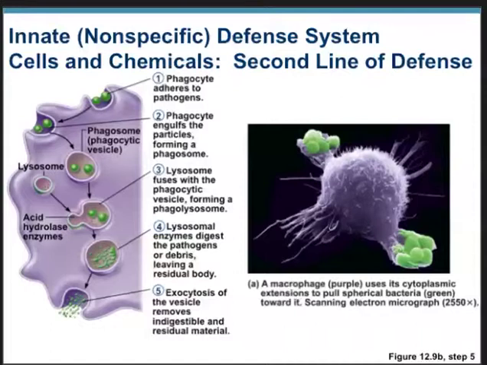And so what you're looking at here is simply a list of the steps that phagocytosis undergoes. It is a form of active transport, so ATP is used in this process. And you can see that there is vesicle movement from one side of the cell to the other, with subsequent fusion with the lysosome in order to digest the component parts of the pathogen.